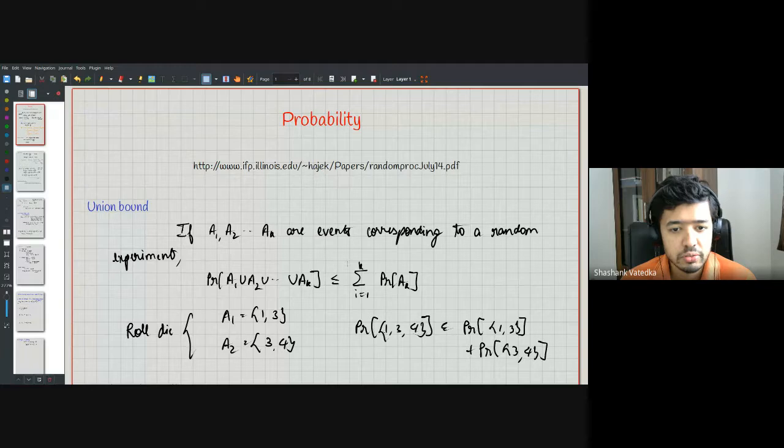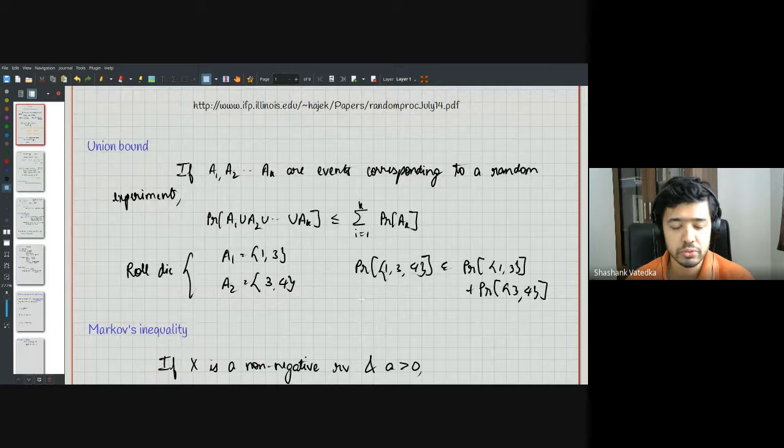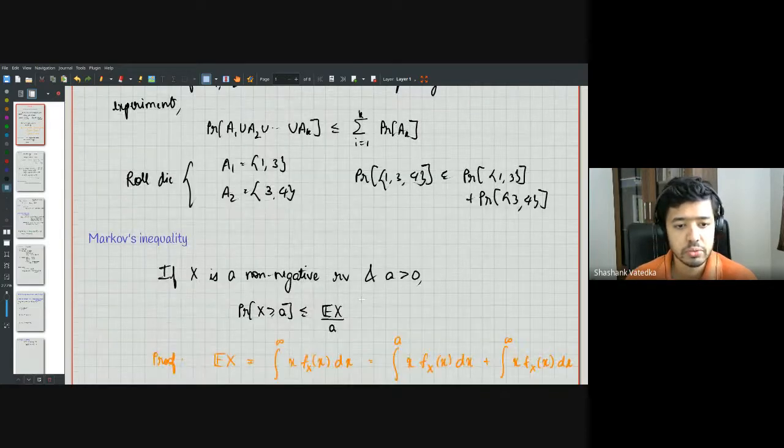So we started off with the very simple union bound, which says that if you have a bunch of events, then the probability of the union of these events is upper bounded by the sum of the probabilities of the individual events. Right? So that's a very useful tool, particularly when we're trying to find upper bounds on the probability of error of decoding or something of that sort. Right? And then we also saw some basic inequalities.